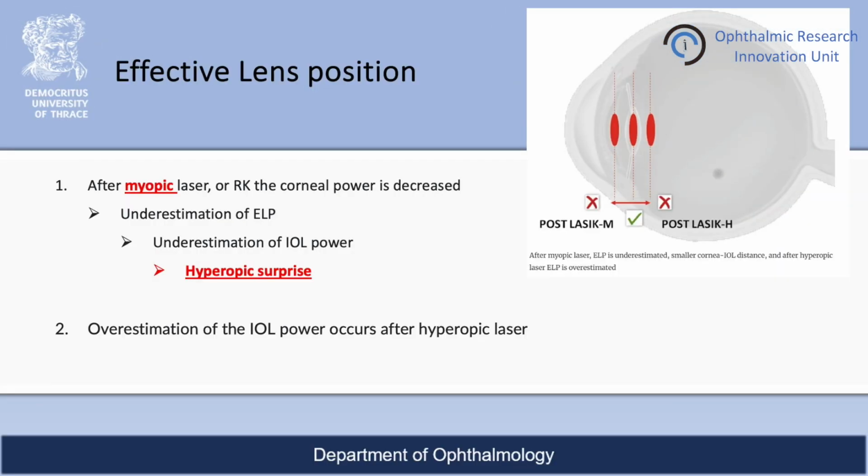After myopic laser or radial keratotomies, where there is corneal flattening and the corneal power is decreased, the formula will underestimate the effective lens position, with a subsequent underestimation of the lens power. This will shift the postoperative refraction towards hyperopia. In an opposite way, overestimation of the lens power and myopic shift occurs after hyperopic laser.